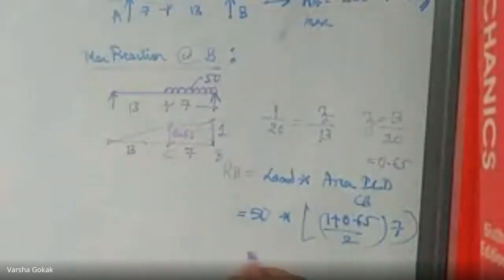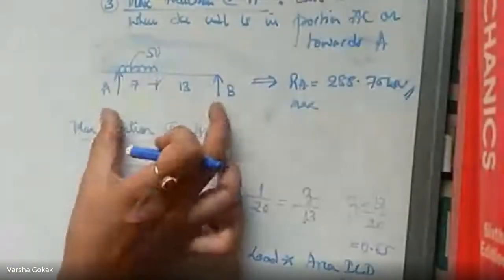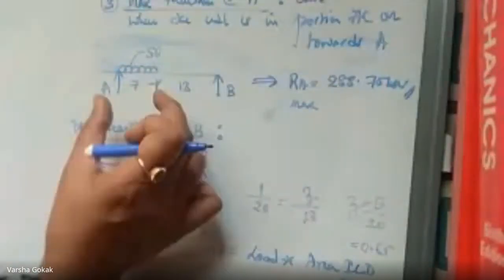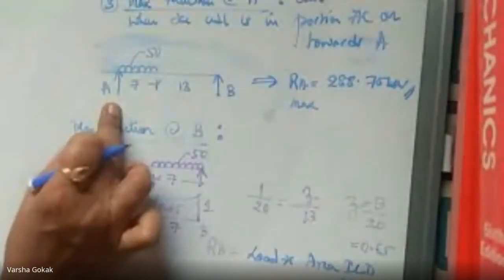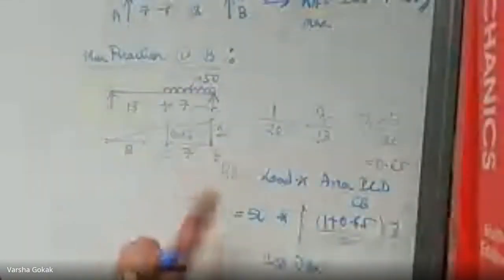It is nothing but again 288.75 only. By practice or by understanding, we know that because this is a regular beam and only one loading is there, if I place the loading at the other junction, RB is going to be 288. I will understand that by looking at it only, right? But if I want to prove RB is 288, this is the procedure.